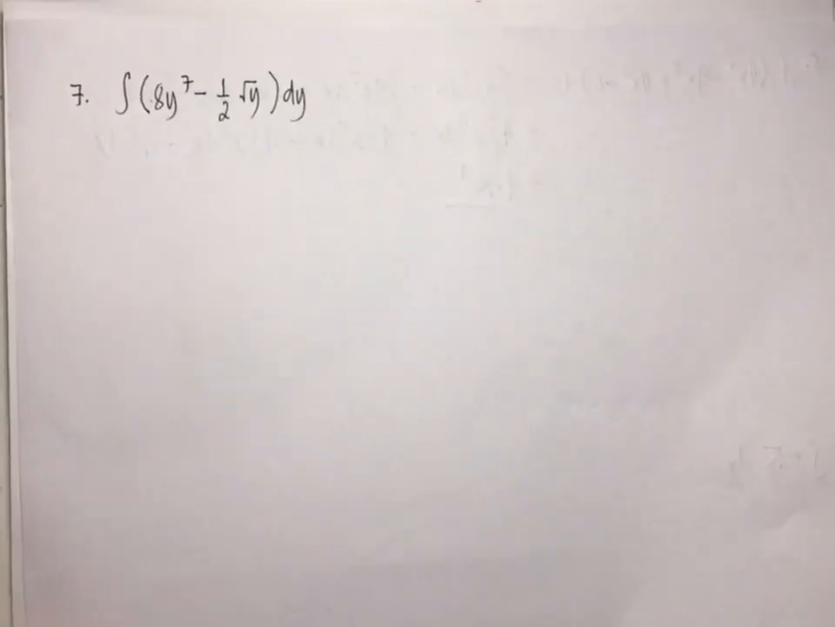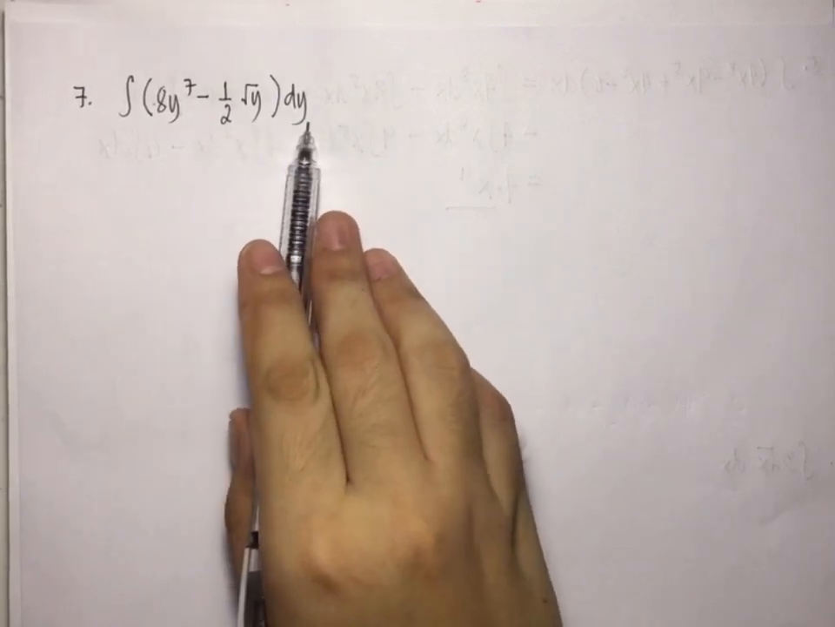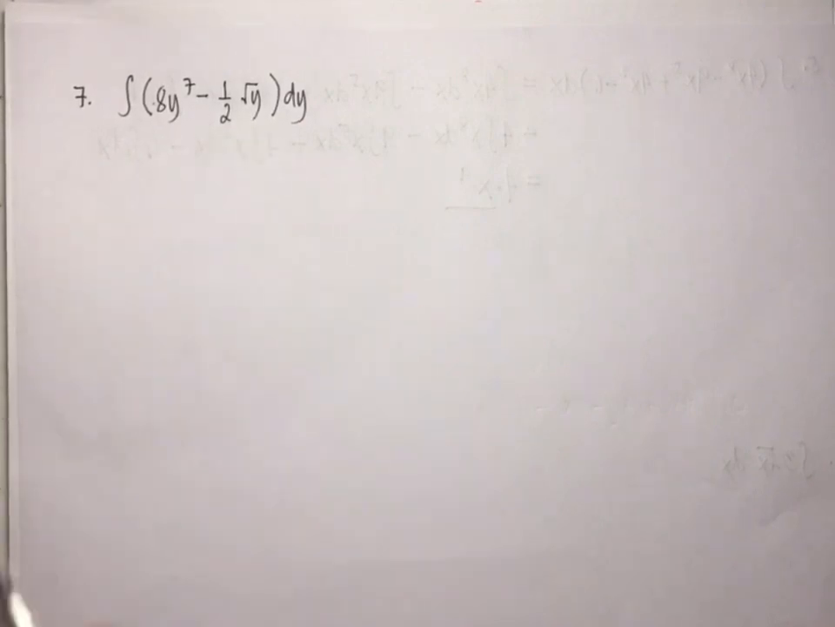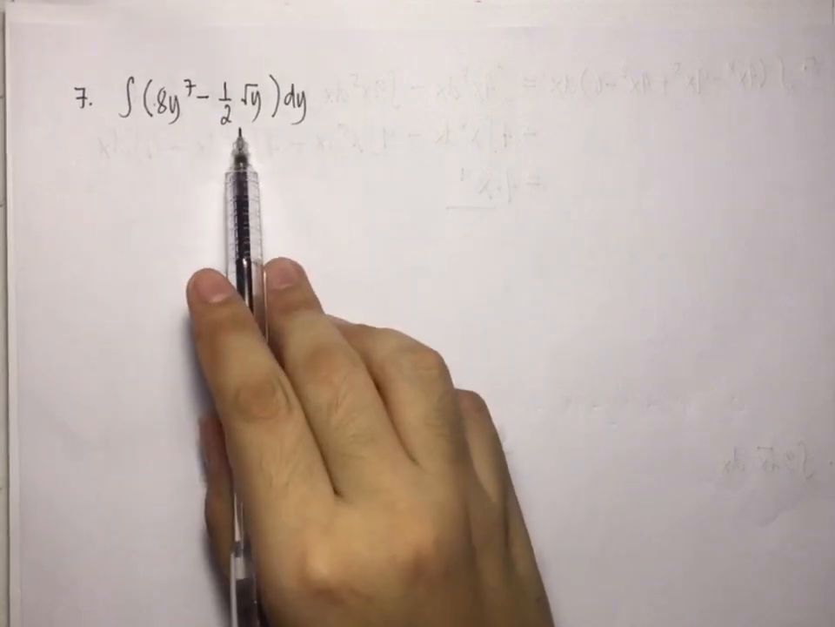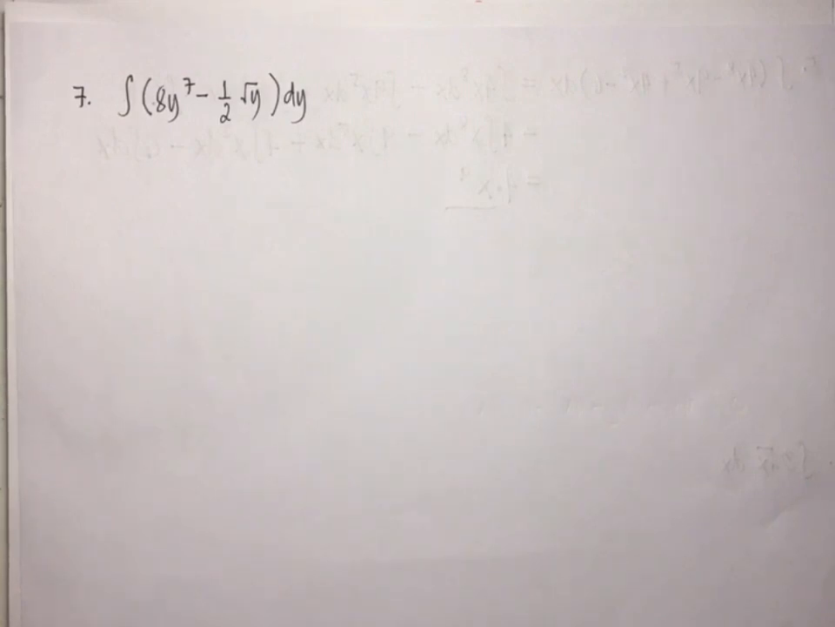Number 7, we have the integral of 8y raised to 7 minus 1/2 times the square root of y, dy. The integrand involves y rather than x, but don't panic. As long as the variables in the integrand and in the differential match, there will be no problems. Since the variable in the integrand is y and the differential is also y, then we can proceed in evaluating the integral. We just have to apply the theorems and observe the patterns in the variable.